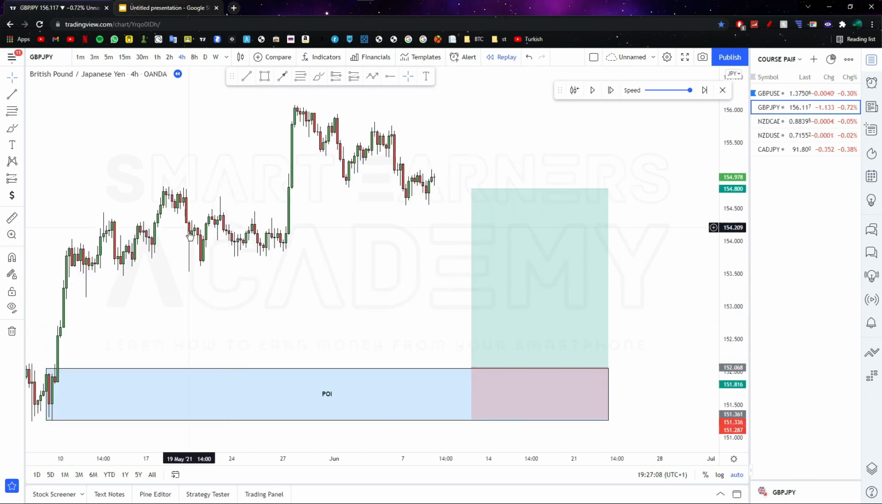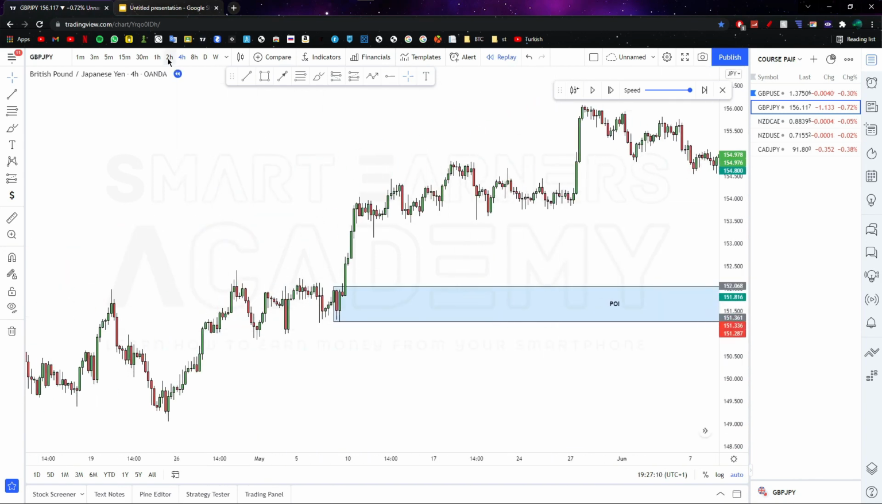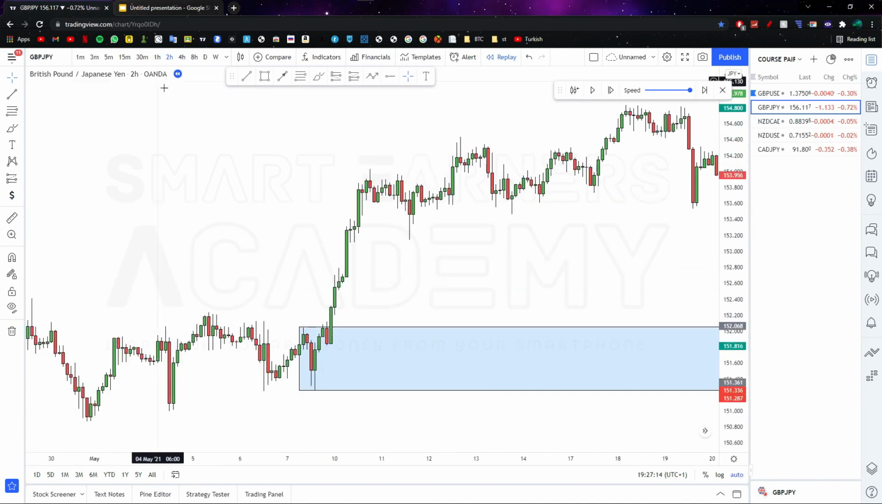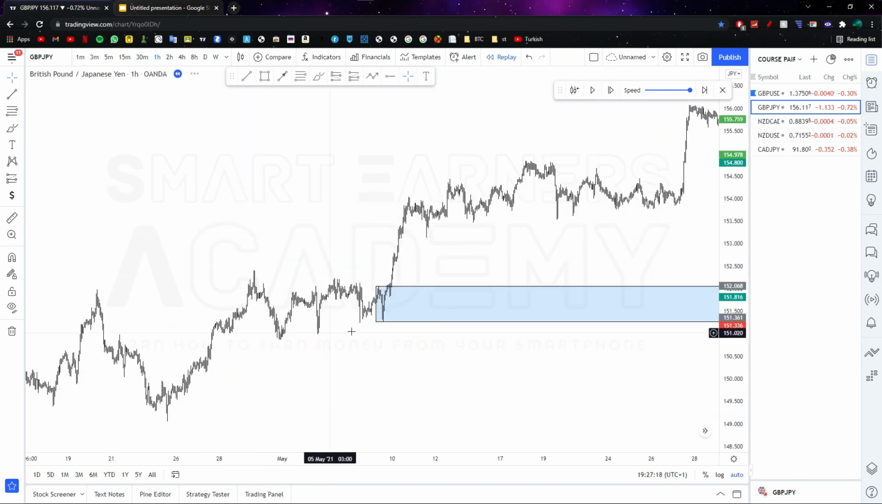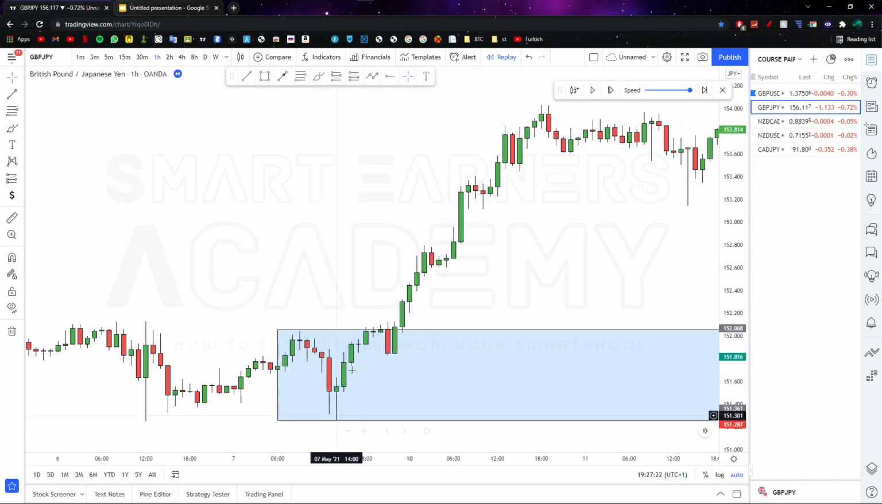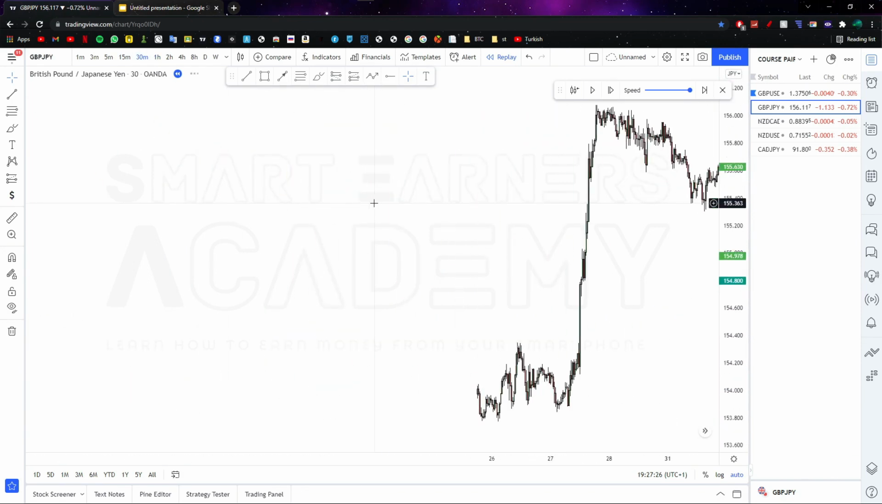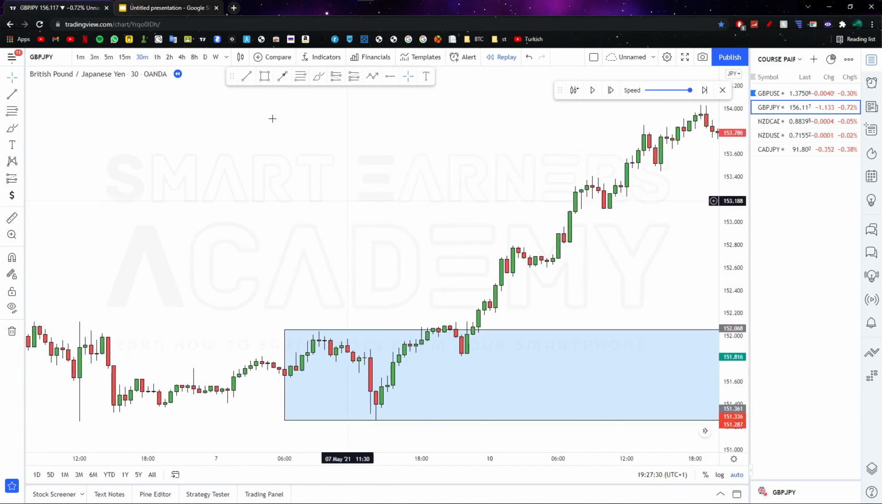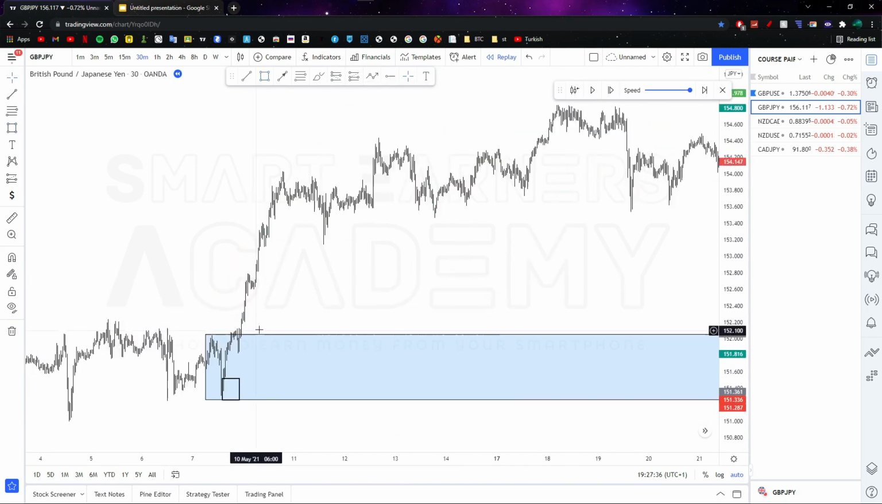So what we're going to do is slowly work our way down the time frames and try and spot smaller order blocks within this order block, right? On the 2 hour time frame, we're not seeing much, so we'll go down to the 1 hour time frame. Now, there could be something within this candle, so we're going to go down to the 30-minute time frame. Okay, cool. So there is potential within an order block over here, on the 30-minute time frame.